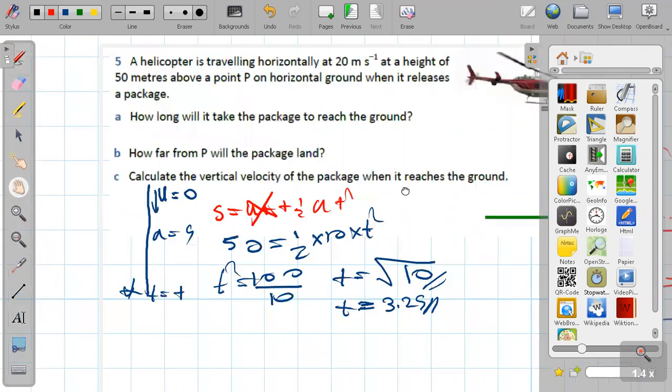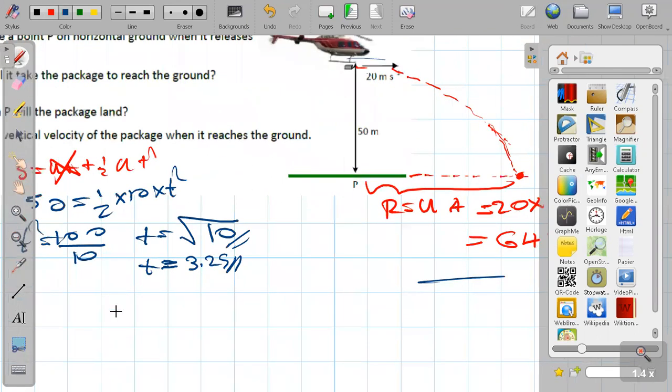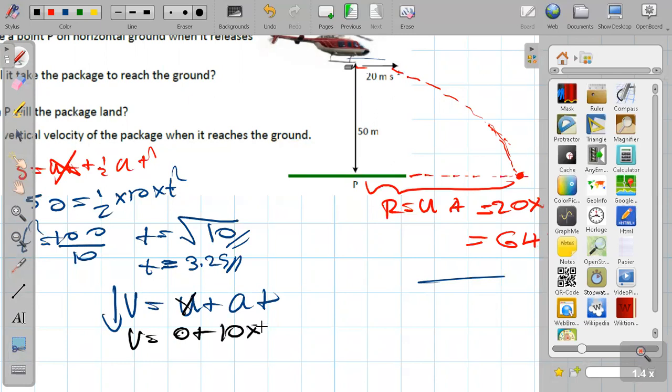Calculate the vertical velocity of the package when it reached the ground. So it's a really simple question being asked. Vertical velocity is going to be u plus at. u is 0, and 0 plus 10 times 3.2 is 32 m/s downwards.